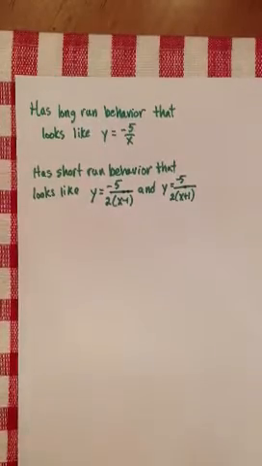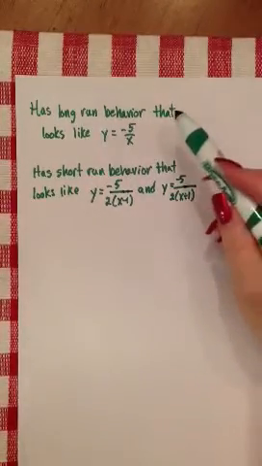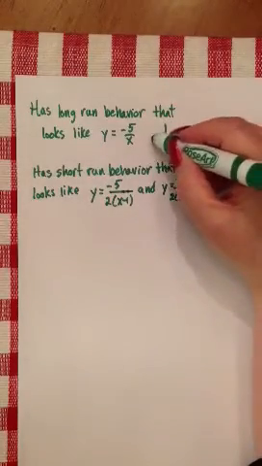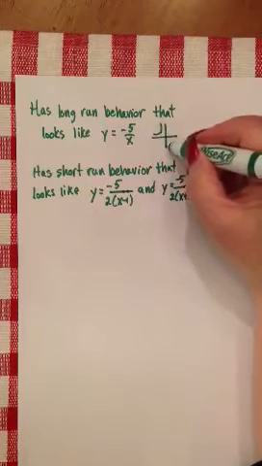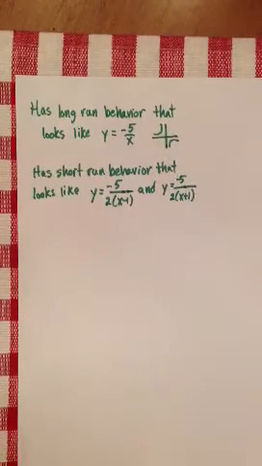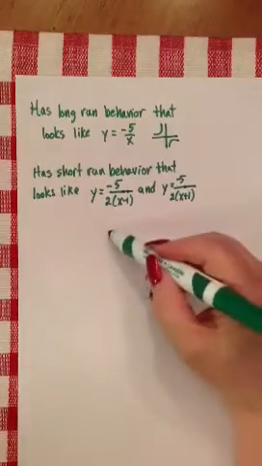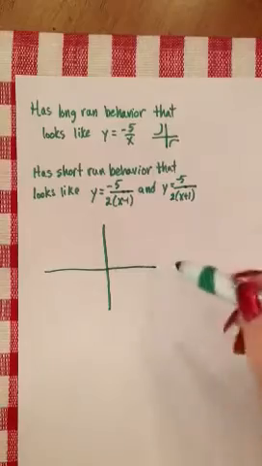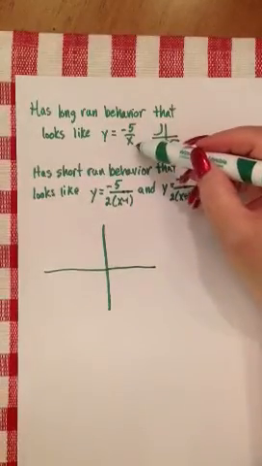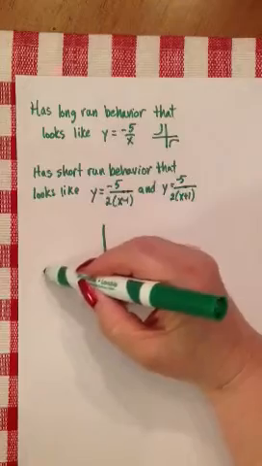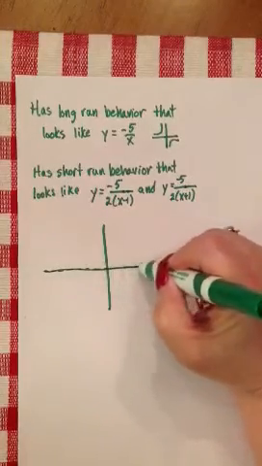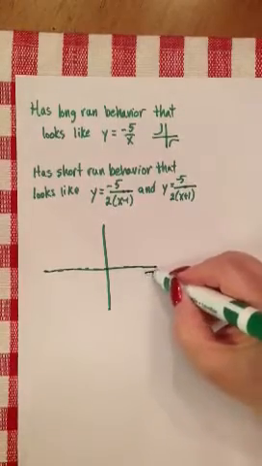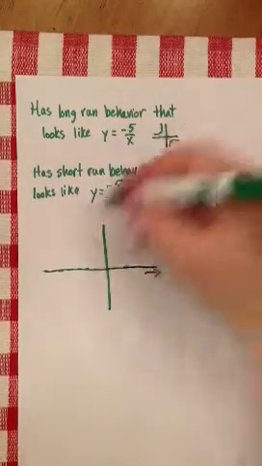Okay, our next problem says, suppose you have a function that has long-run behavior that looks like y equals negative 5 over x. So negative 5 over x looks like this, okay? What this tells me about my graph, because they're going to ask you to do the graph, is if it looks like negative 5 over x, then it must have a horizontal asymptote at y equals 0. And at y equals 0, on the right side, it's going to approach it from below, and on the left side, it's going to approach it from above.